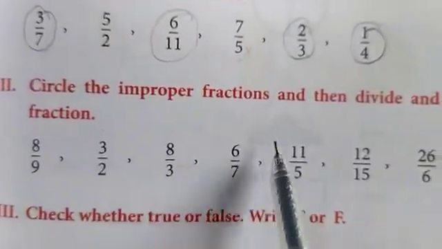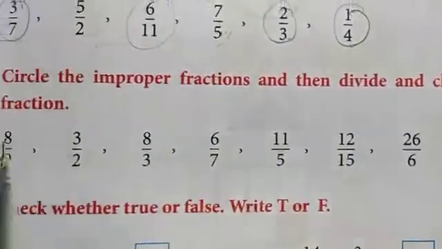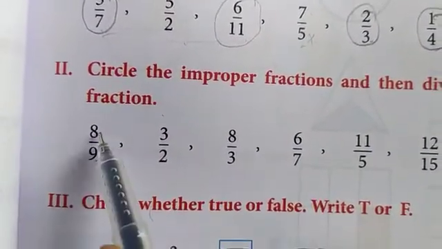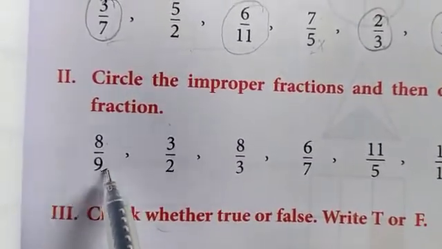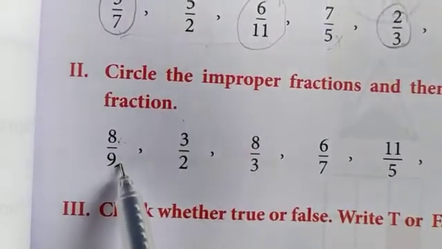Okay, the second bit is we have to circle the improper fraction and then we have to divide and change them into mixed fractions. What is the improper fraction, beta? The denominator will have a smaller number than the numerator. Denominator smaller number untundi numerator kanna. Okay, see 8 by 9.